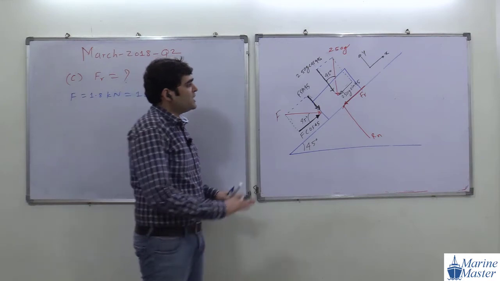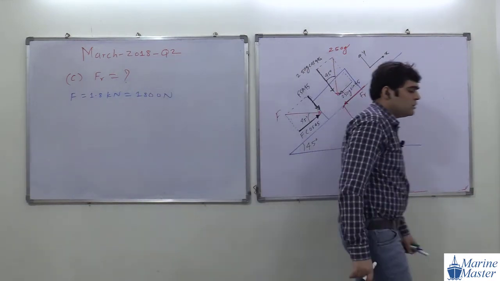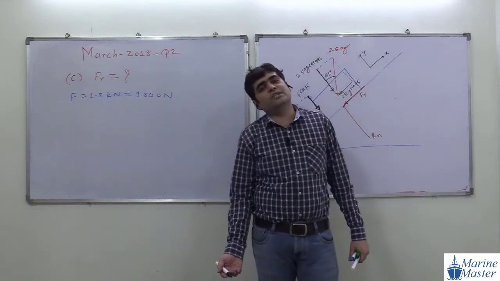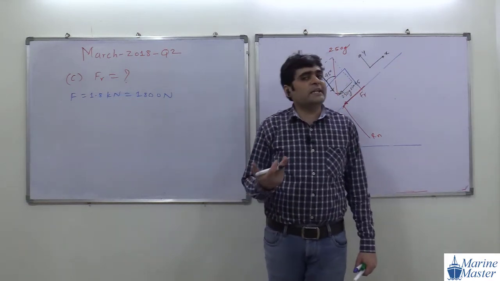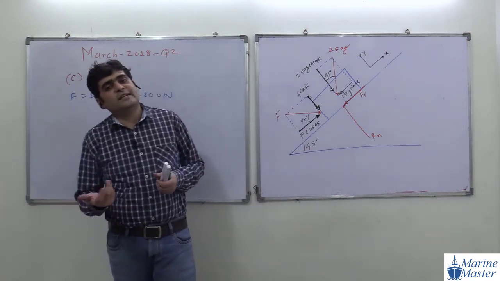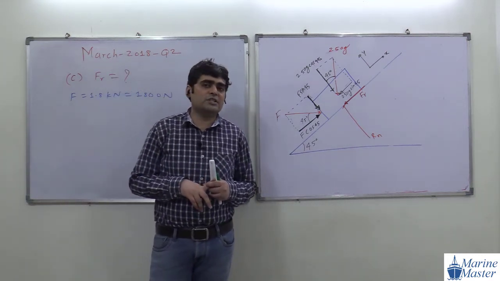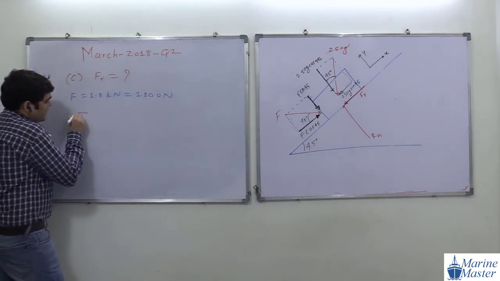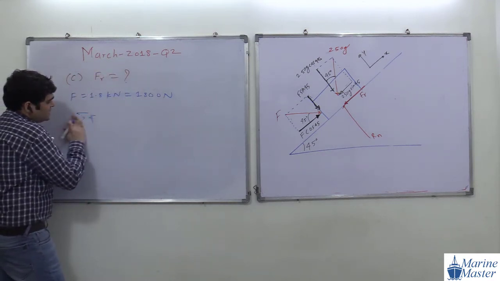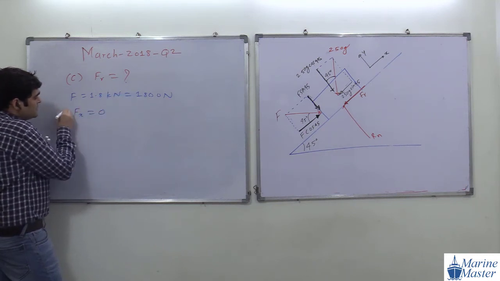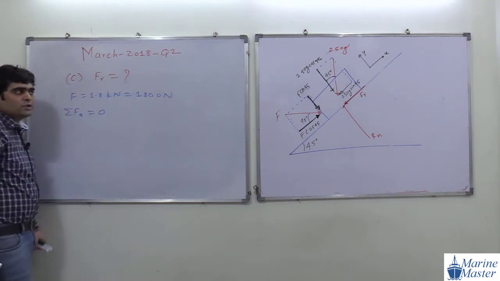Okay, now the object here in this scenario is stationary. If the object is stationary, it means it is in equilibrium. And if it is in equilibrium, it means the summation of forces in x direction and the summation of forces in y direction is 0. What are the forces here in x direction? Summation of forces in x direction equal to 0.